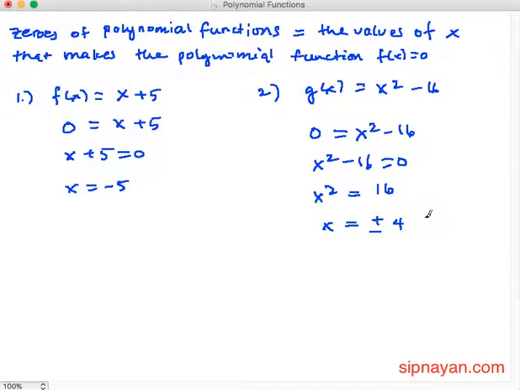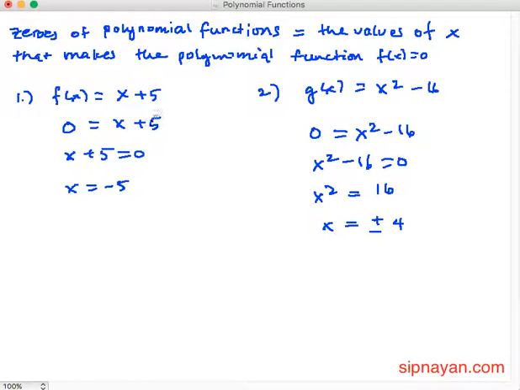So, yung zeros, the value negative 5 makes the function 0. Makes f of x 0, di ba? Kasi negative 5 plus 5 is 0. Ito ang positive 4 tsaka negative 4 makes this function 0 because 4 squared minus 16 is 0, and the negative 4 quantity squared is still 16 minus 16 is also 0. So these are the zeros of the function.